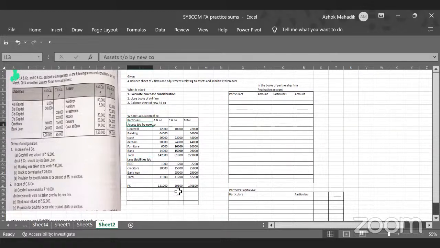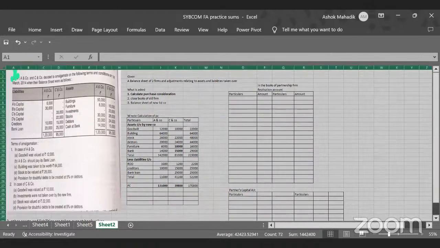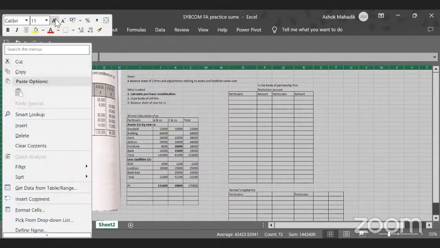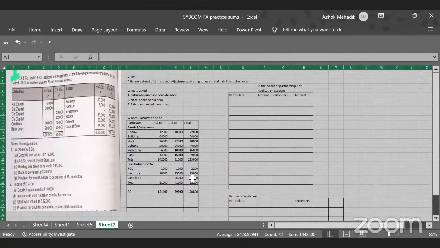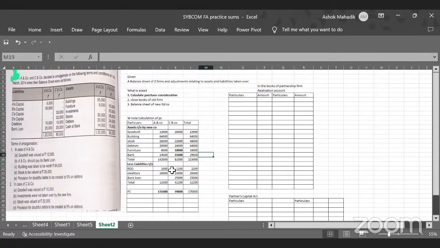Okay, so we are done with the PC. I can increase the font size. It's too small. Okay, it should be legible now. Done. So PC is done.